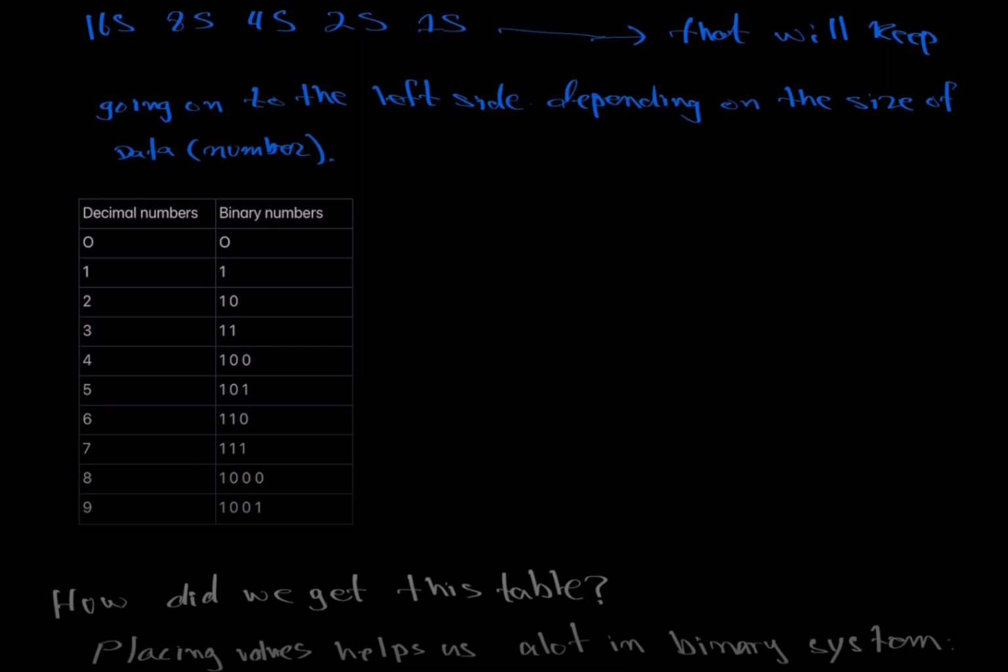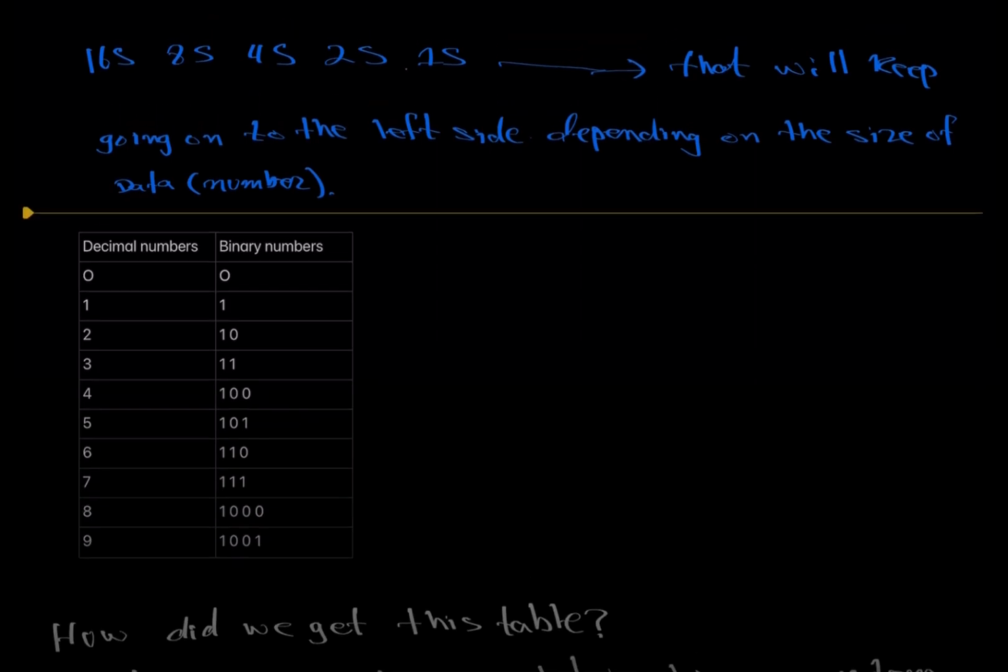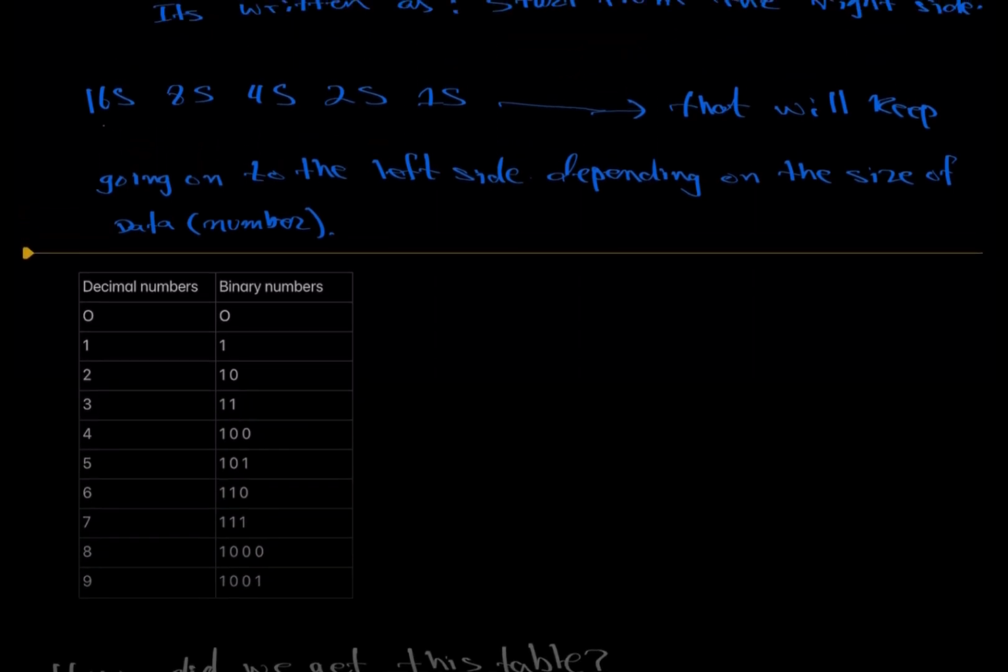0 is 0, 1 is 1, 2 is 1 0, 3 is 1 1, 4 is 1 0 0, 5 is 1 0 1, 6 is 1 1 0, 7 is 1 1 1, 8 is 1 0 0 0, 9 is 1 0 0 1. We got these from this chart right here, from this placing value.